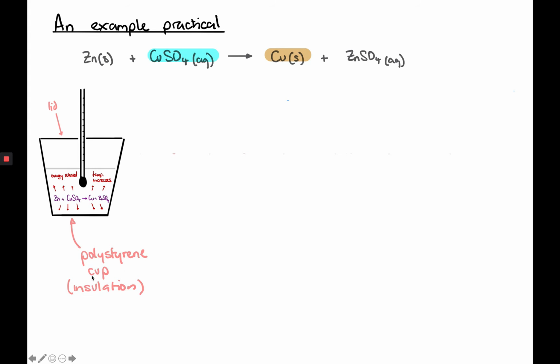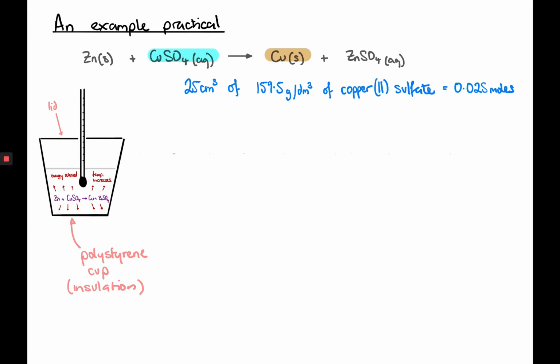So please just remember and bear in mind having a lid and using a polystyrene cup. Okay, so if this is a practical, I've got to think about independent variables, dependent variables, and control variables. So clearly the thing I'm going to be measuring is temperature. Okay, so that's my dependent variable. And what I'm going to be changing in this instance is how much zinc I add. Okay, so I'm going to do the practical a number of times with a different mass of zinc. So that's going to be my independent variable, how much zinc I add.